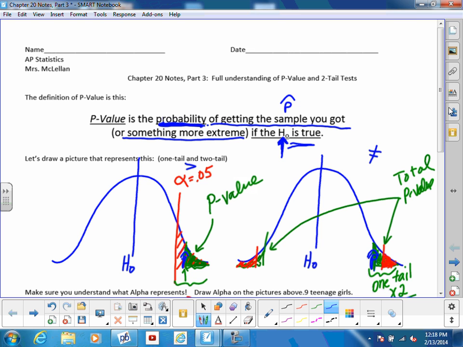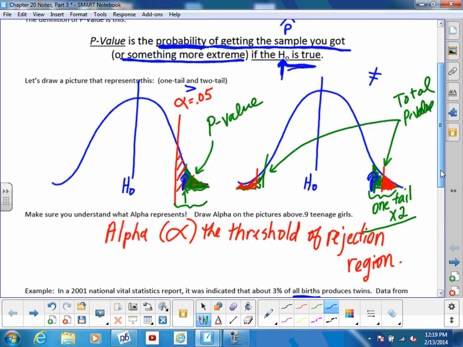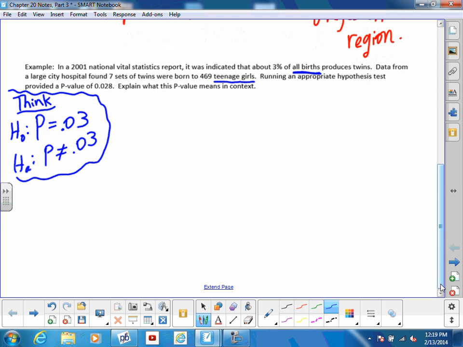So let me say that again. Let me walk you through this definition one more time with the words, and then we'll write it down. This problem in context says there's a 2.8% chance of getting the sample that we got, which was 7 out of 469, or something more extreme. That means something to the higher than or to the lower than, whichever way it goes. If the null hypothesis, which is the proportion of teenage girls that have twins, is 3%. Boom, and that's done.